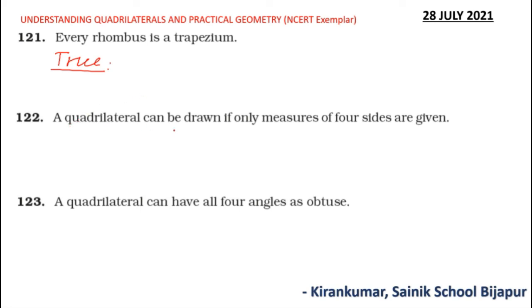A quadrilateral can be drawn if only the measures of four sides are given. This is a false statement. At least we should have 5 measures.